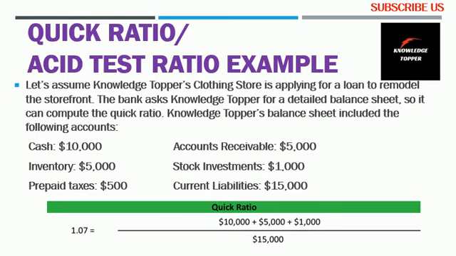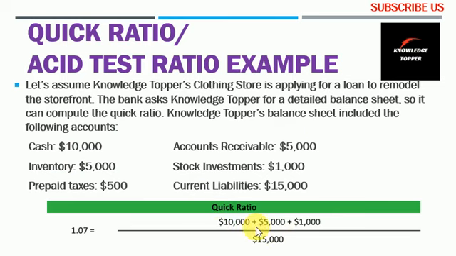What we have to do is extract the important figures from the balance sheet and put them into the formula. We take the cash amount of $10,000, then $5,000 of accounts receivable, then $1,000 of stock investments, and current liabilities of $15,000. We add these values, and if we divide by $15,000, we are left with 1.07.